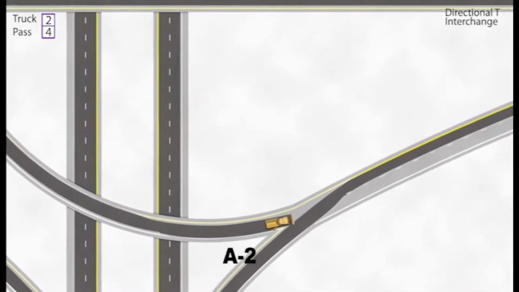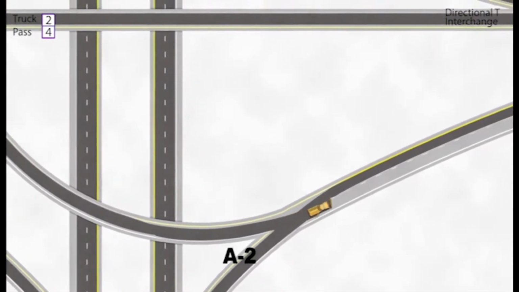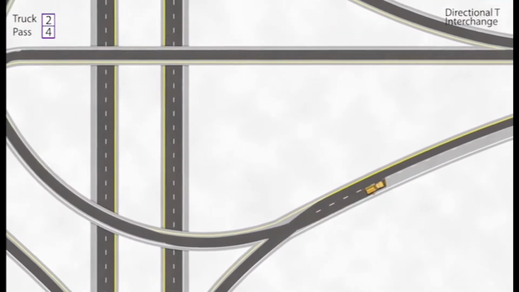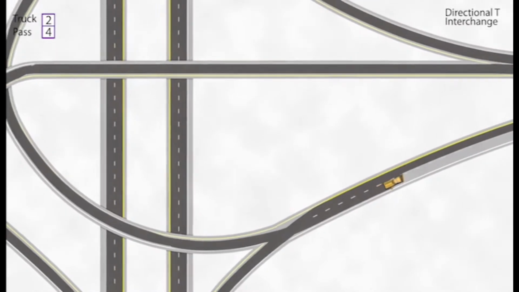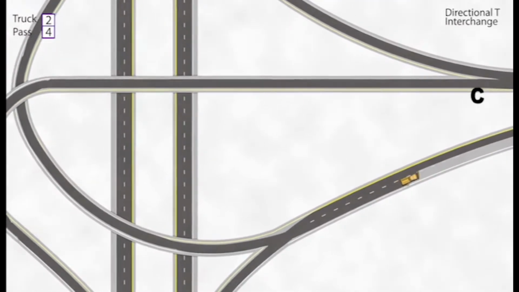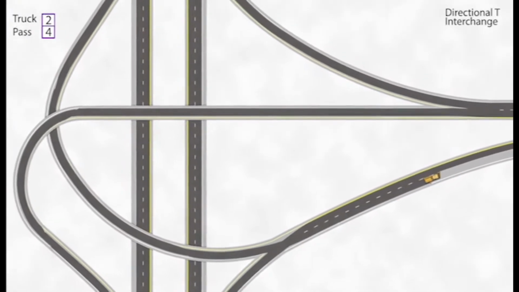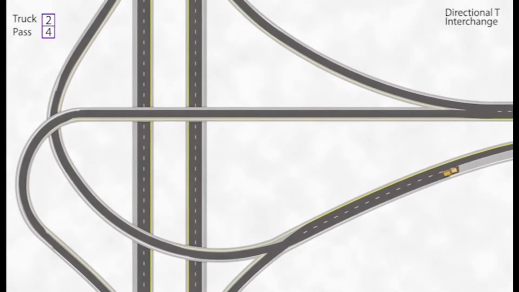At point A2, where the overpass merges with the northbound off-ramp, Truck 2 shifts to the right outside lane and continues eastbound to point C. The Directional T Interchange is now complete except for additional cleanup along some shoulders and at gore areas.